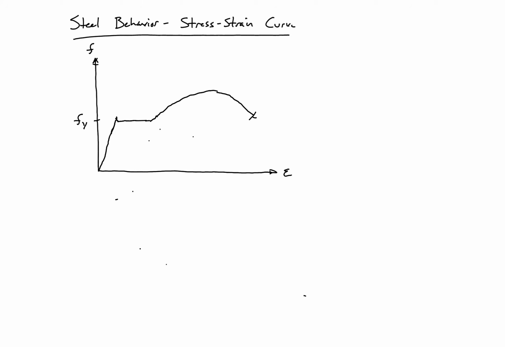So just to remind us of the different regions, we have our elastic region. We have our yield plateau. And then we have our strain hardening region. So typically we'll idealize this curve in several different ways, which we'll look at in a later video.